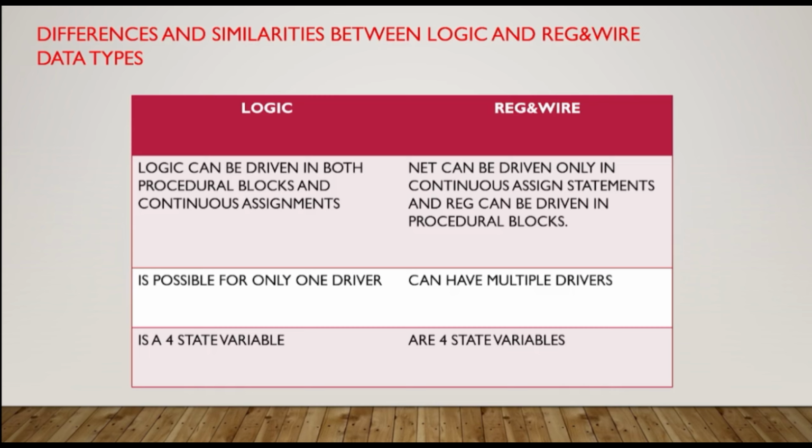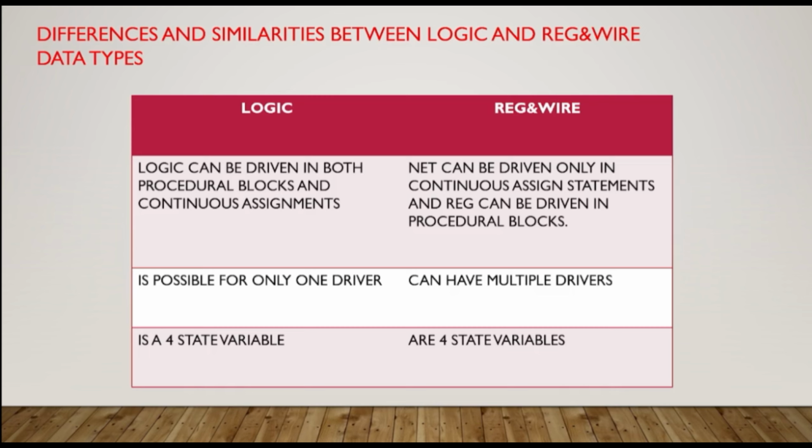Hey all, let us see some of the data types in SystemVerilog. Let us see what is the difference between the logic data type that was introduced in SystemVerilog and reg and wire data types which are already present in Verilog. Coming to the similarities, all these data types are 4-state variables. That means they can have values like 0, 1, x and z.